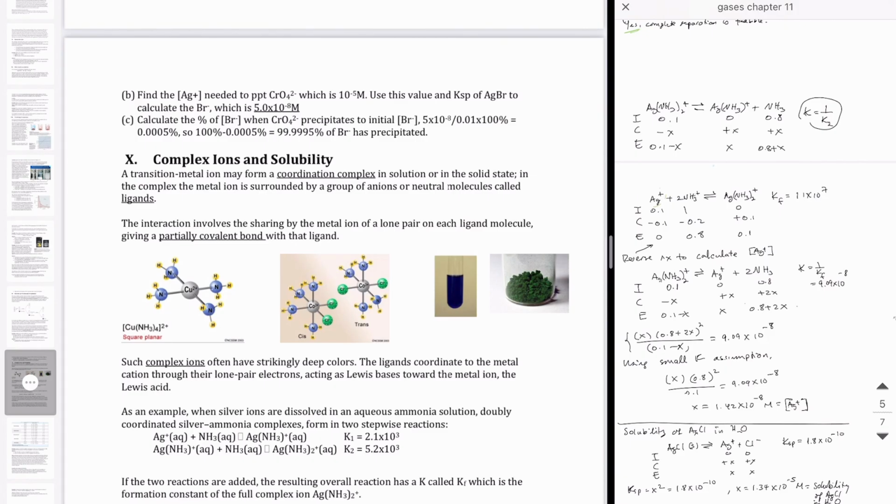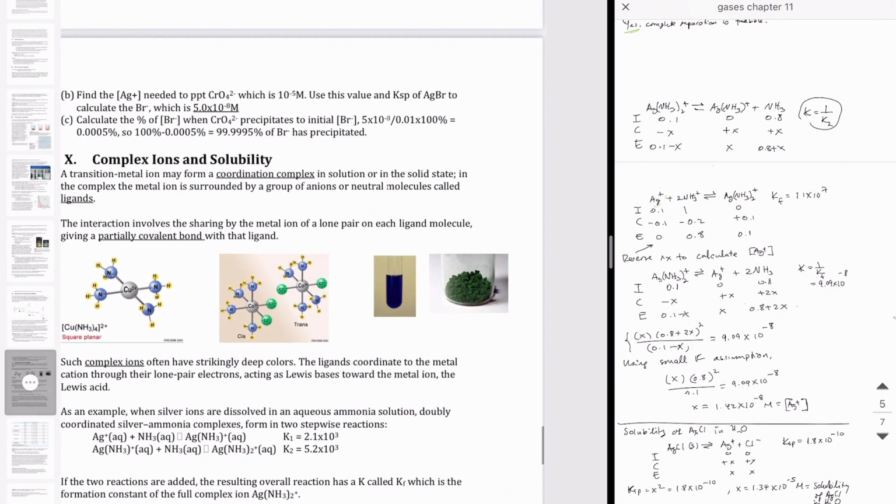Right. Hi, everyone. We're going to wrap up our discussion of solubility equilibrium by relating the solubility equilibrium with reaction for complex ion formation. I'm going to first just give you a brief description of what complex ions are.